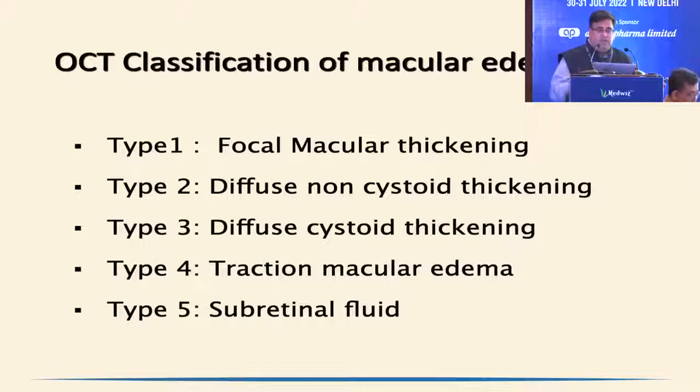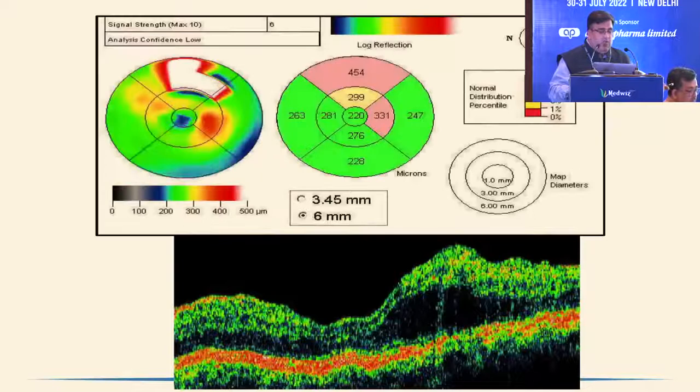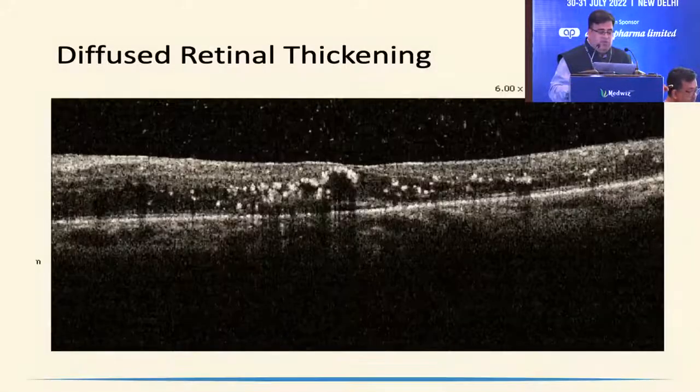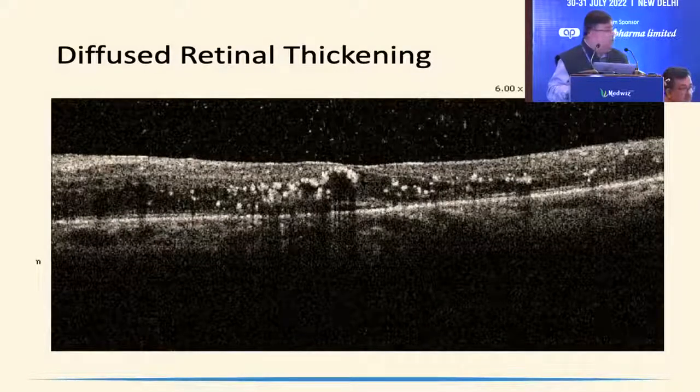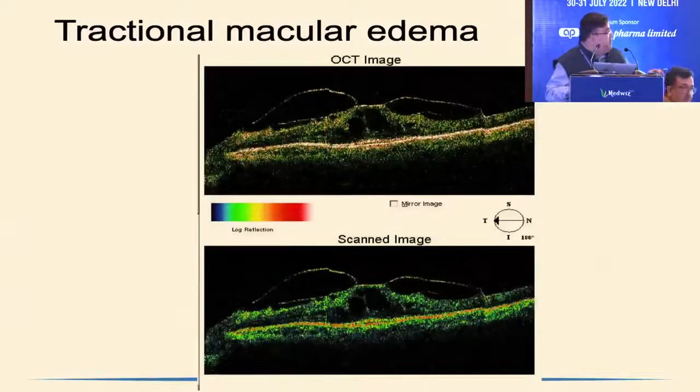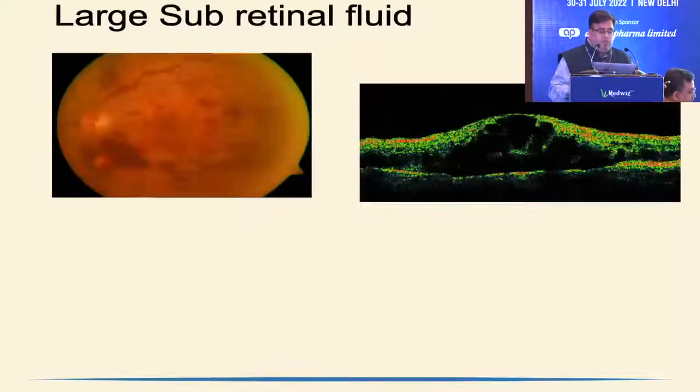You classify them as focal, diffuse, tractional, or subretinal fluid, which decides what kind of treatment plan you are going to make for that patient. So you can have subtle edemas which are focal, where you may consider some amount of laser. You may have a large amount of thickening with a lot of hard exudates shown as hyperreflective foci or dots in the retina. You may have tractional edemas, which appear as membranes pulling on the surface of the retina. So all these kinds of decision making can happen once you have the OCT in your hand.